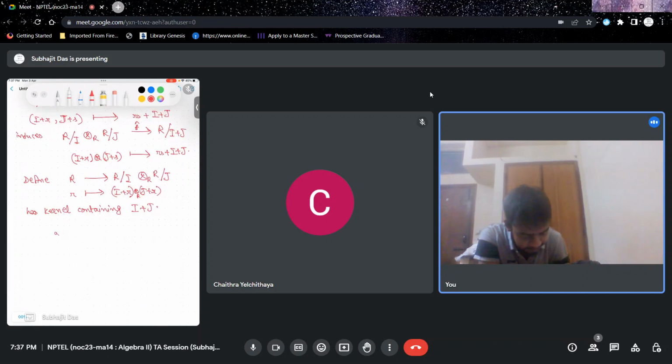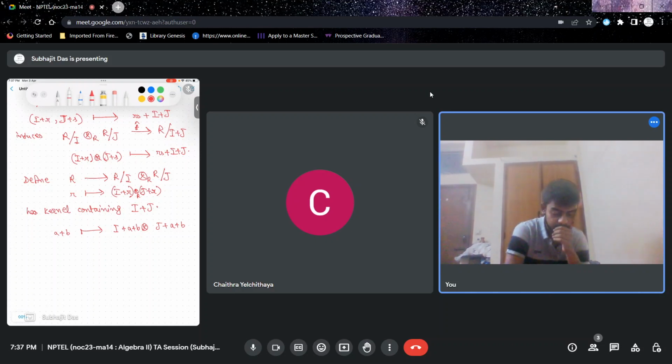Why is I plus J contained in the kernel? Because take any element a plus b, where a is in I, b is in J, you map it to I plus a plus b tensor J plus a plus b. The fact that there is a tensor product involved is actually helping us. Now I plus a plus b is the same as, no, I think I am wrong. I intersection J is in the kernel. Yeah, can you help me out?